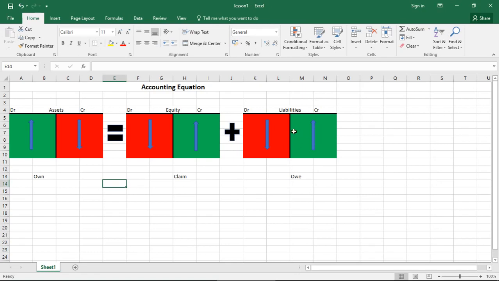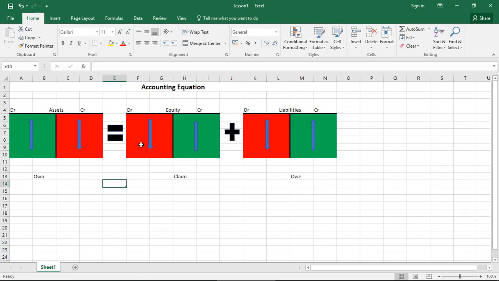So if we can identify it's an asset and we know it decreases our assets, then we know we put it on the credit side, and so forth for equity and liabilities. So the accounting equation is simply a foundation, but it's a very good foundation you can lay for your accounting journey. Whatever you're going to do in accounting, whether the financial statements or whatever, you'll always refer back to the accounting equation.